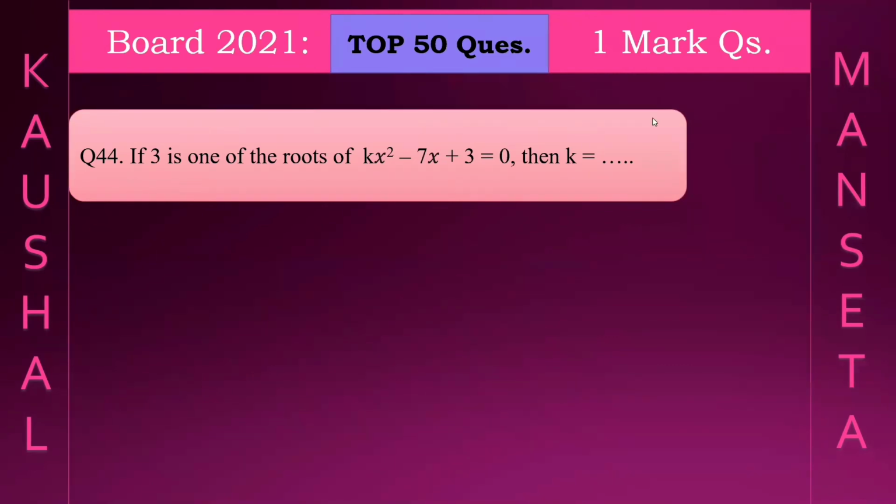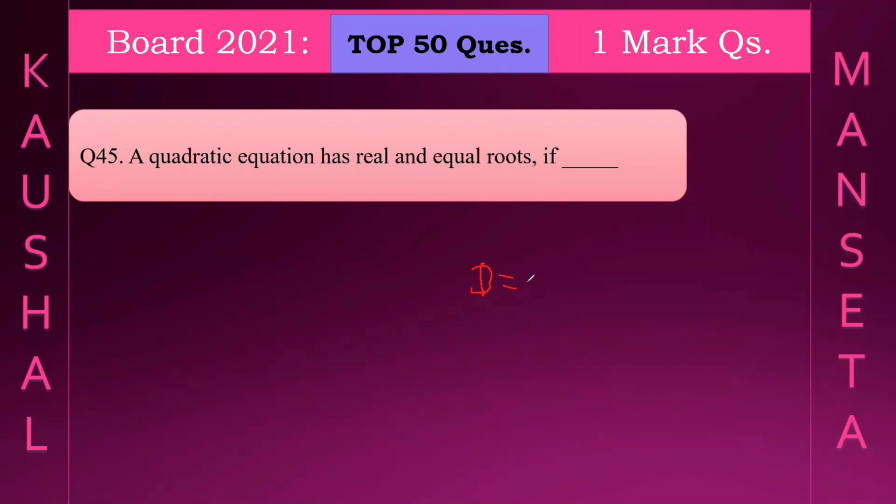Okay, so next, question number 45. A quadratic equation has real and equal roots if the discriminant D is 0. We know that the formula of D is given by b square minus 4ac. So whenever the value of b square minus 4ac is 0, the roots are real and equal.